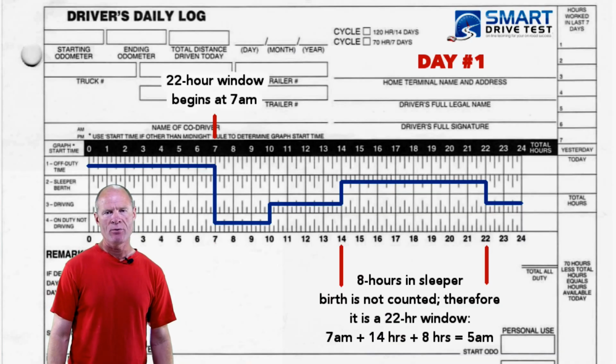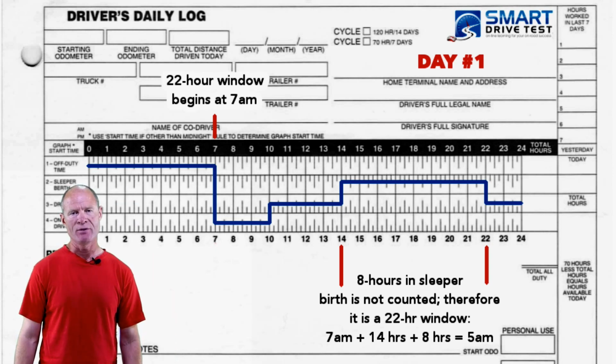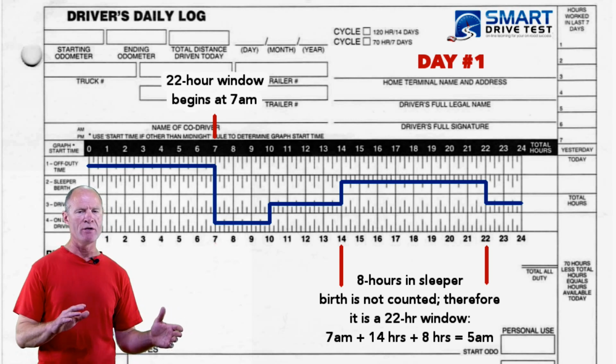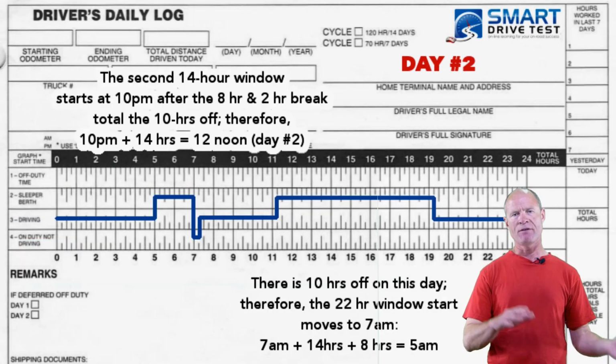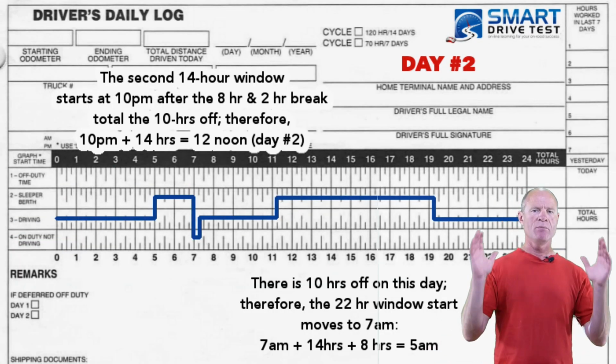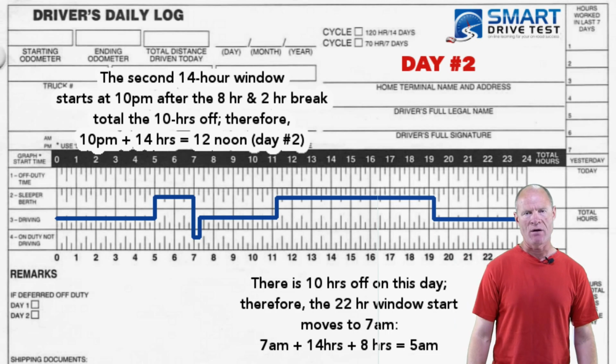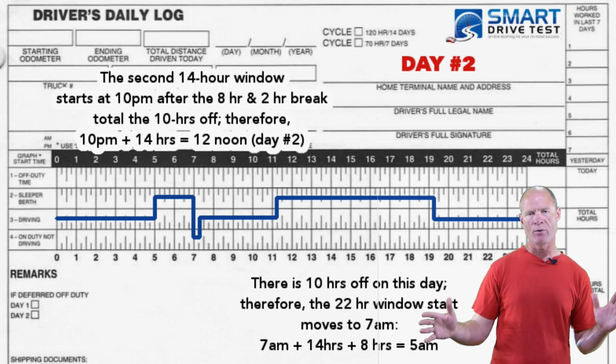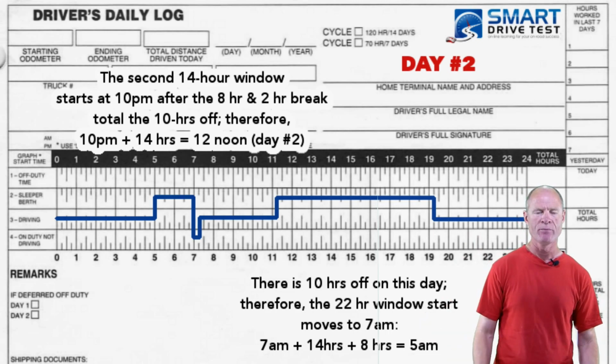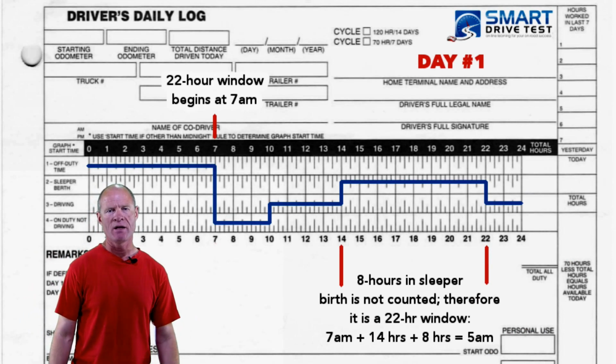You see here on the logbook, we started at 7 o'clock in the morning, we worked for 3 hours, we drove for 4 hours, which put us at 2 p.m. in the afternoon. At 2 p.m. in the afternoon, we took 8 hours off. So essentially we're working in a 22-hour window from 7 a.m. to 5 a.m. the next morning, because we took 8 hours off duty. So our 14-hour window extends out to 5 a.m. the next morning. You can see on the logbook here we take 8 hours off from 2 to 10 p.m.